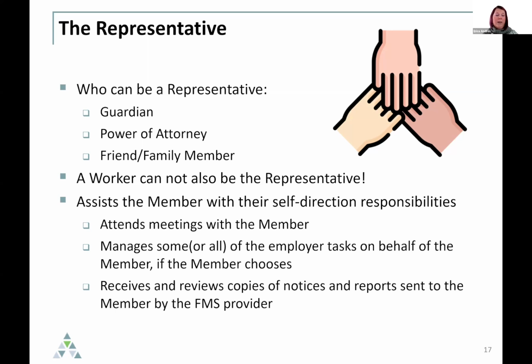So the one thing is that a worker cannot also be a representative. So keep that in mind. If your friend or family member is your worker, they can't be your representative. What does a representative do? Well, they really just help you with all of your self-direction responsibilities. All those things that we named in the last one, including managing workers and hiring workers, attending meetings with you. They manage all or some of your employer tasks on behalf of you if you would like them to. And they'll also receive and review those copies of the notices from your FMS provider so that they can help you read through them and figure out what you need to do.